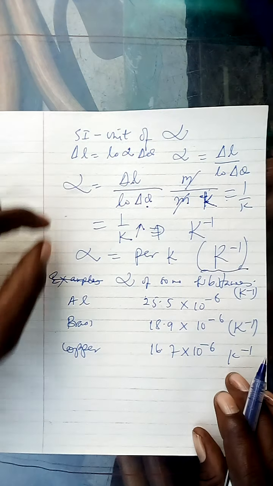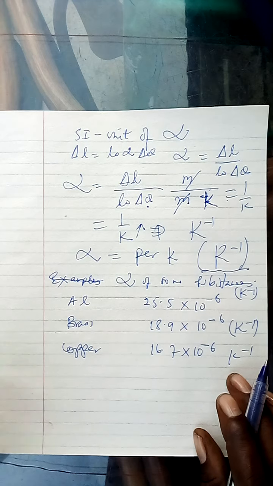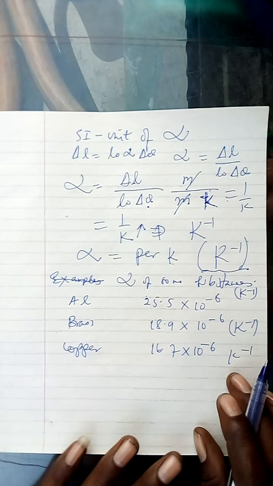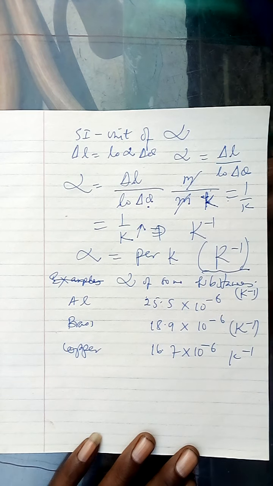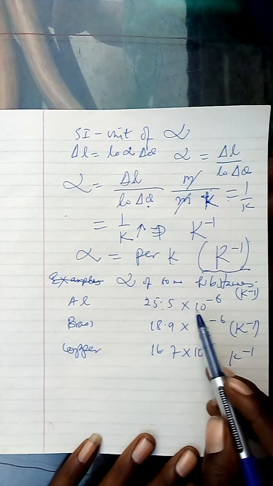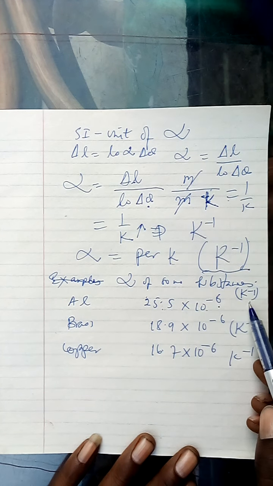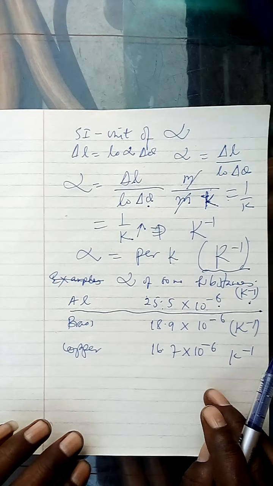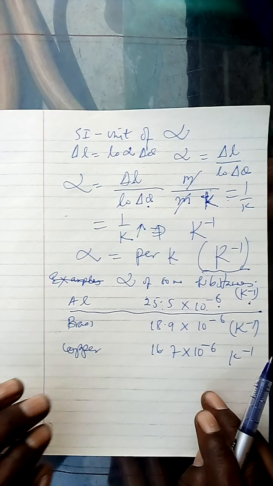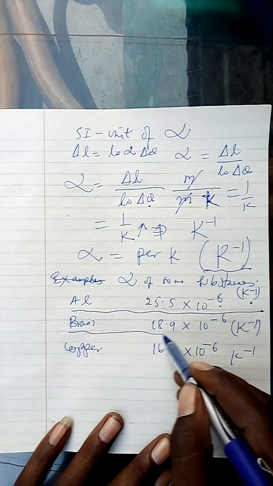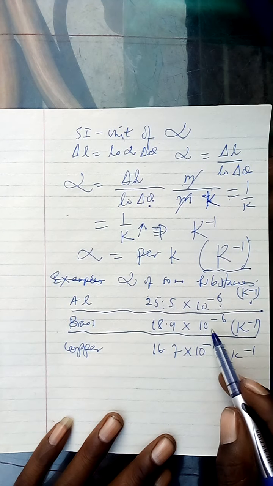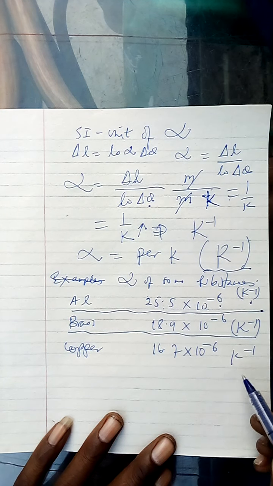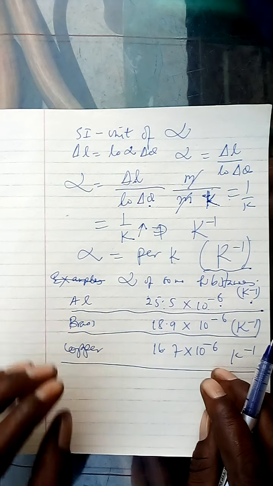Now as I said, this is constant. It depends on the nature of the material. Aluminium is 25.5 times 10 power negative 6 per Kelvin. It is constant, and these values were determined experimentally. For brass, we have 18.9 times 10 power negative 6 per Kelvin. For copper, we have 16.7 times 10 power negative 6 per Kelvin. So linear expansivity is constant.